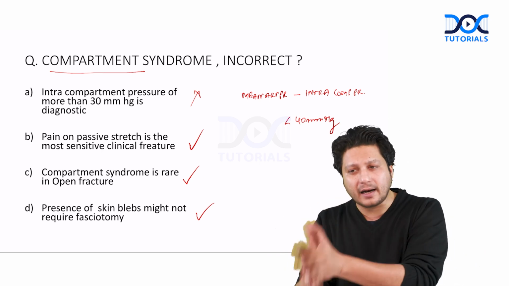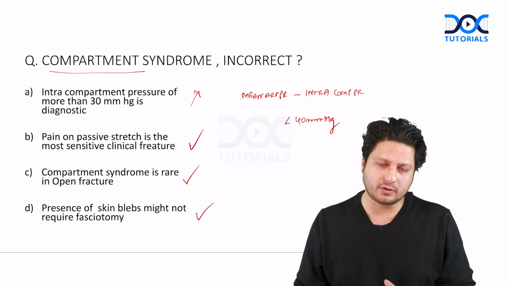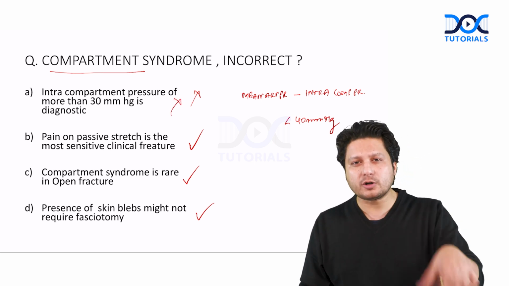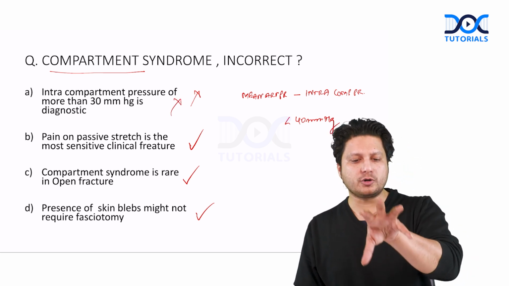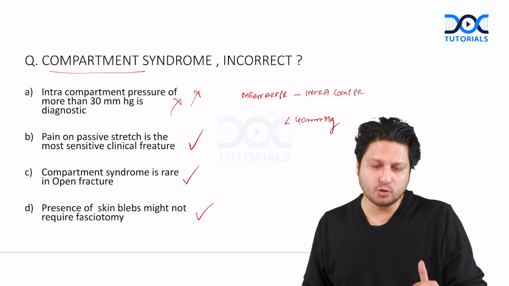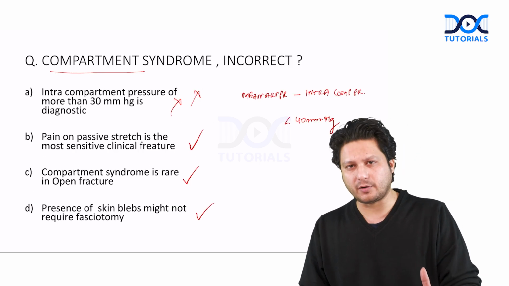This is the correct indication, theoretical indication for performing fasciotomy and making the diagnosis of compartment syndrome. All right. So this is not the correct indication, because you cannot use the universal value of 30 millimeters of Hg universally to make the diagnosis of compartment syndrome. Hopefully you get the answer for this particular question.